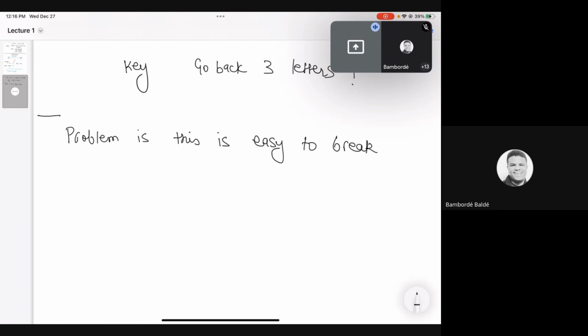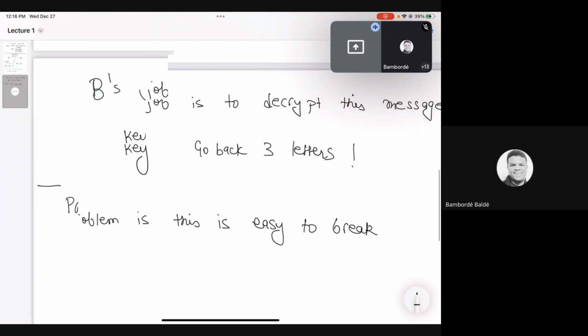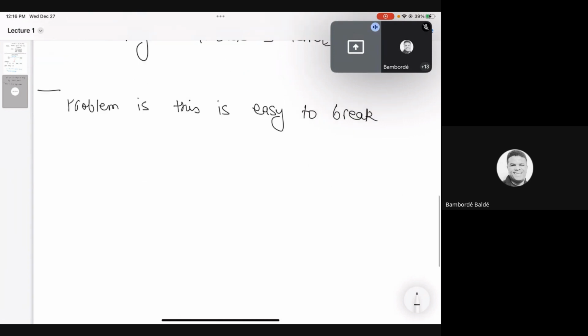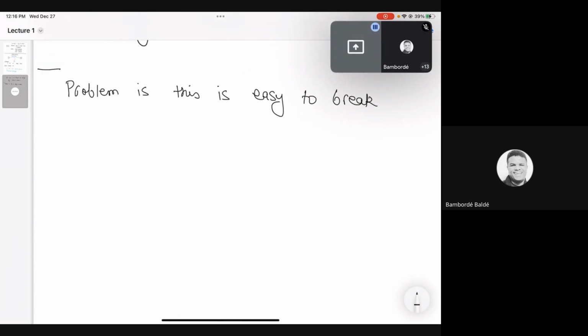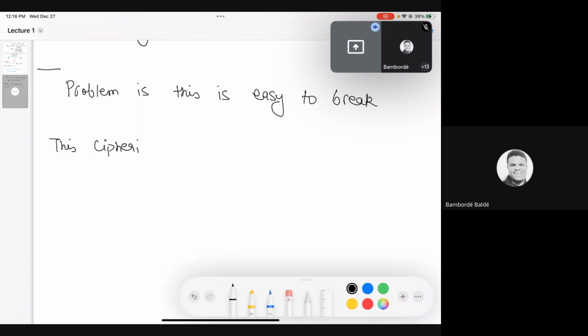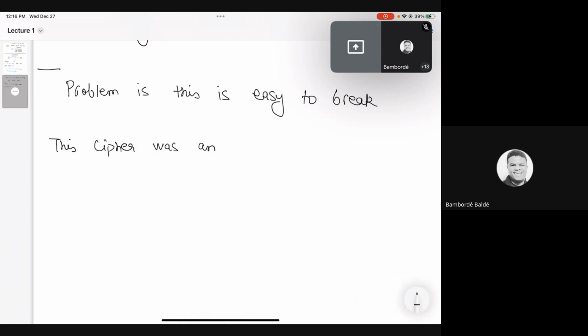When I discuss algorithms, this ciphering algorithm, or this cipher, was an example of something that we call symmetric key cryptography.